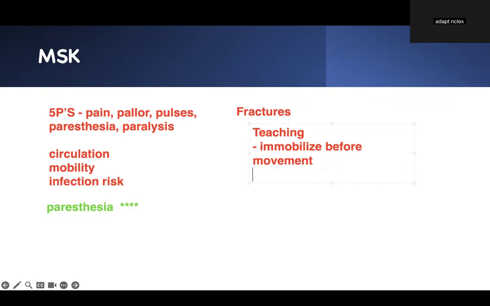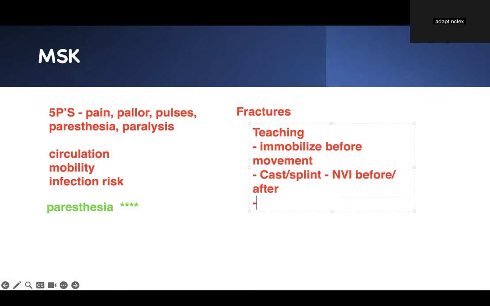That's the first thing. Second thing, you always want to assess neurovascular status before and after the cast. So after cast placement or splint, check neurovascular status. Make sure it's intact before and after. This is key. Make sure you can do that.